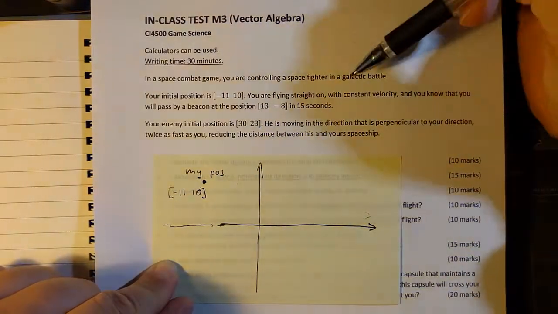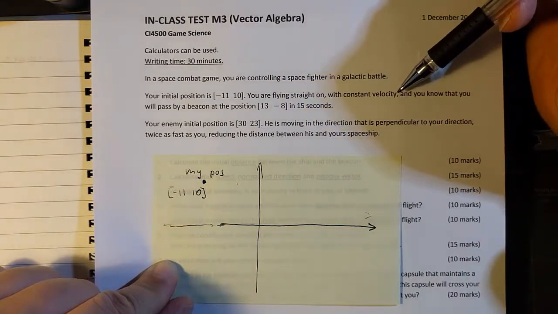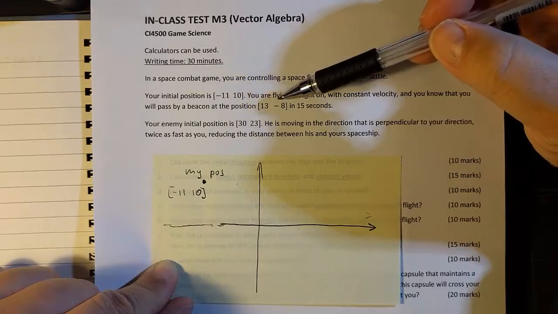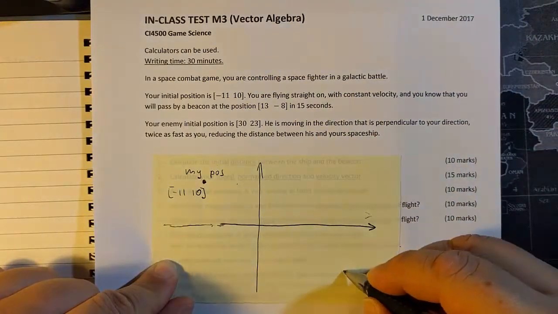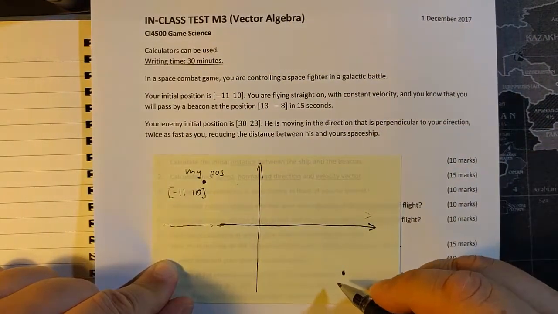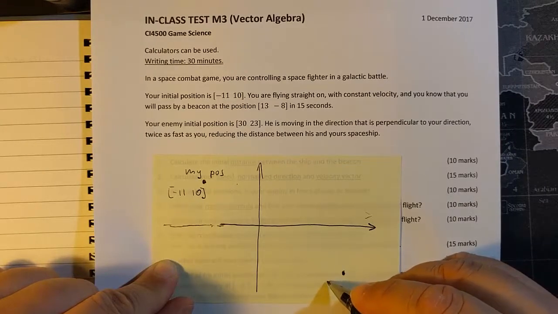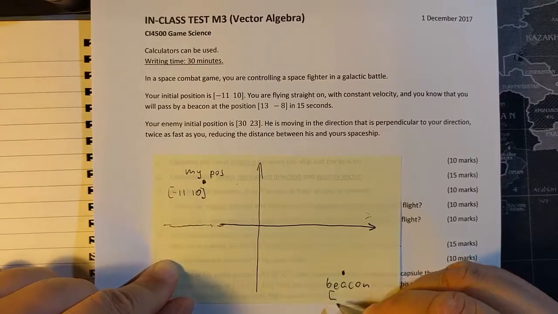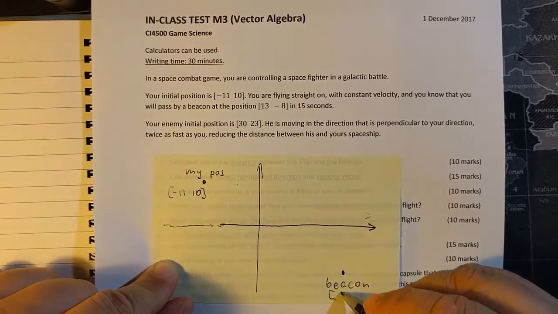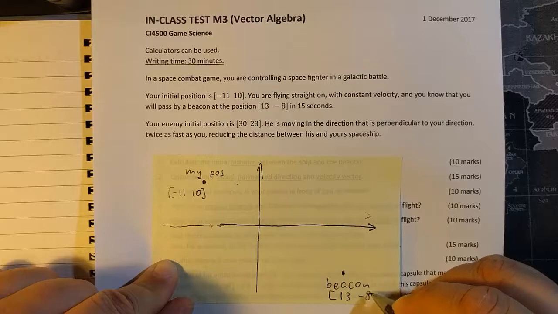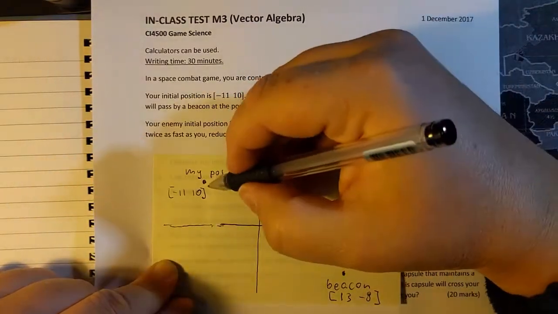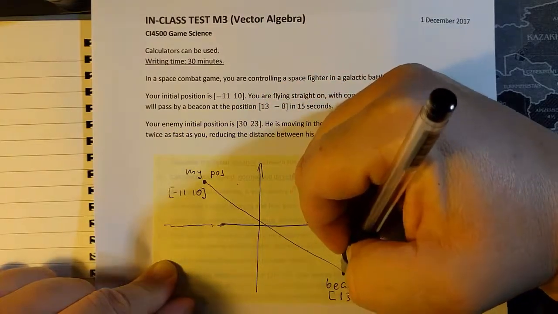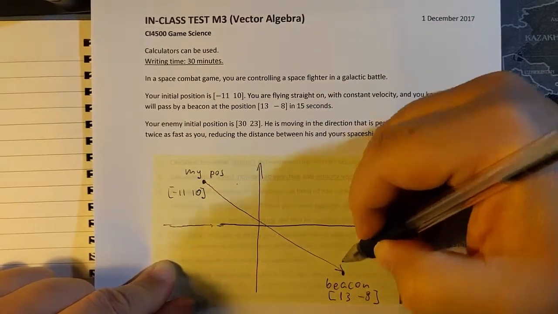You are flying straight on with constant velocity and you know that you will pass by a beacon at the position (13, -8). So the beacon is somewhere here, and its coordinates are (13, -8). And I'm flying in a straight line, so it will be something like this, in this direction. Alright.